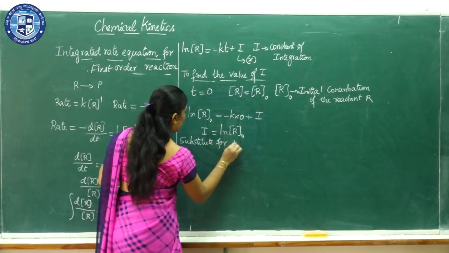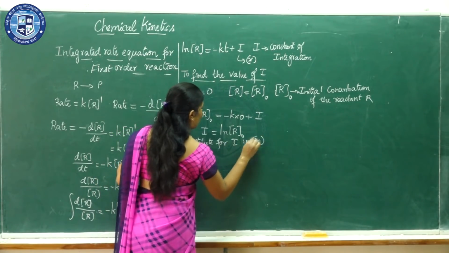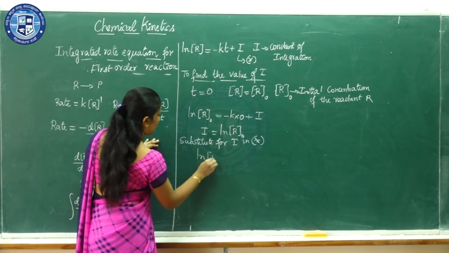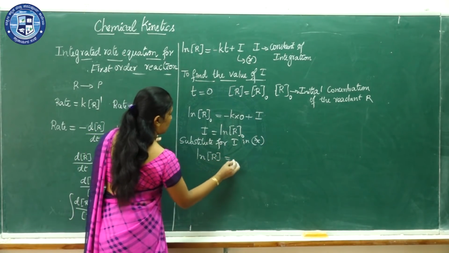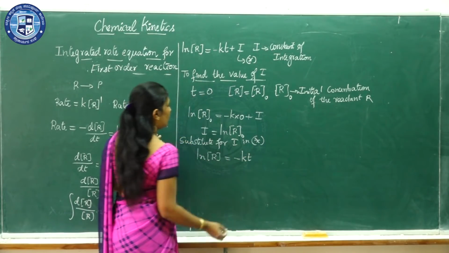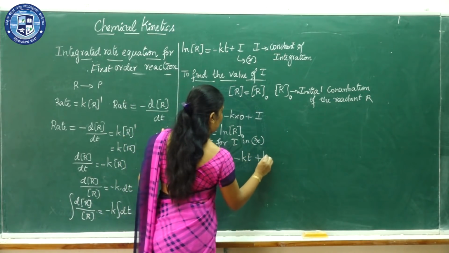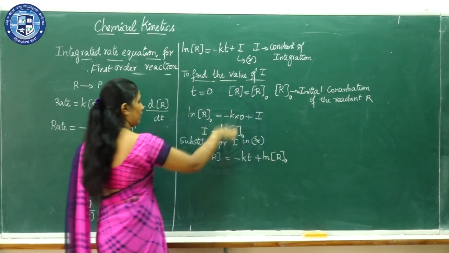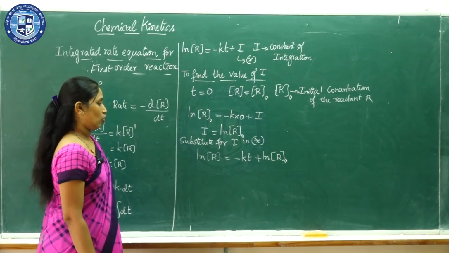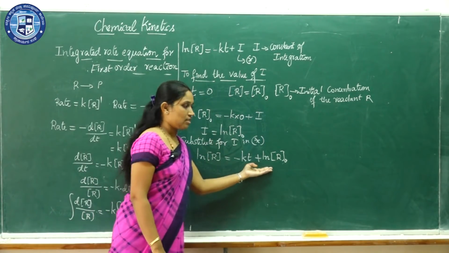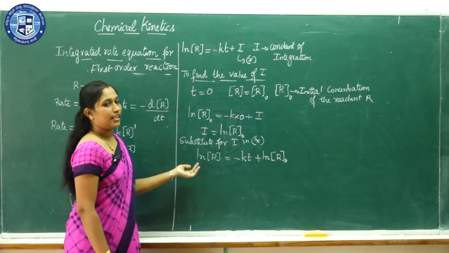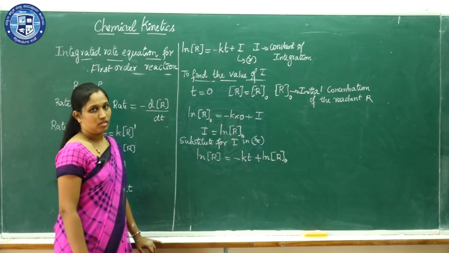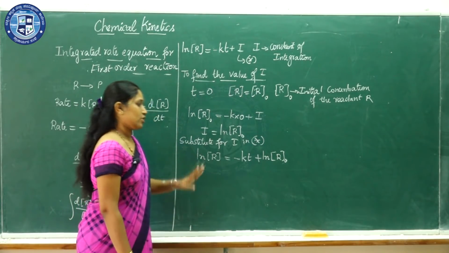Substitute for I in star. Okay, so when you do that, the equation becomes ln R is equal to minus kT plus ln R naught. So in place of I, I am writing ln R naught. So now this is the integrated rate equation for the first order reaction.